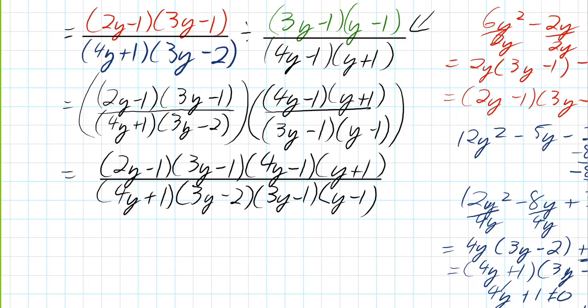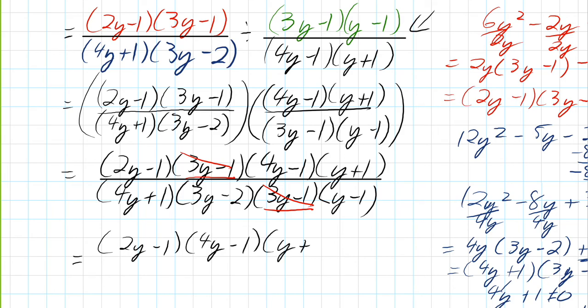Okay, finally, got a whole bunch of stuff. We're just going to look for common sets of brackets. So there's a 3y minus 1 and a 3y minus 1. So that disappears. That's it. All of that work, unless I made an error in the factoring, which is possible. I can check the answer. But it looks like from what we got, we just have 2y minus 1, 4y minus 1 times y plus 1. You could expand after, but I don't think anyone would ask you to do that. You've done enough work at this point.